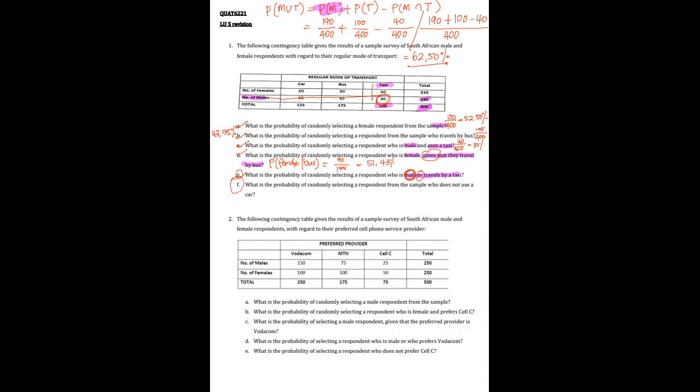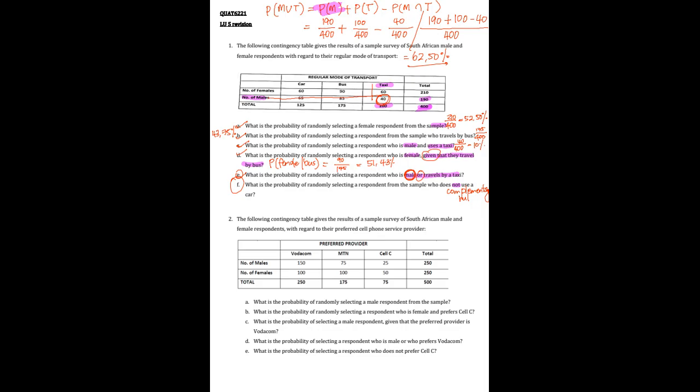So F says, what is the probability of randomly selecting a respondent from the sample who does not use a car? So here, firstly, focus on the word not in the sentence. Now, this is important because, again, this word itself, like the word given in that earlier question, signals to you that it is the complementary rule, meaning that you are looking at opposites. So the complementary rule, and this is a general formula. There's a general formula for this one as well.